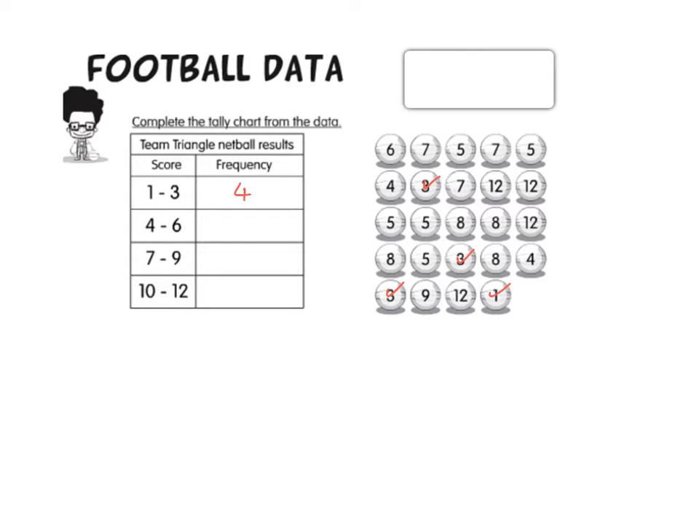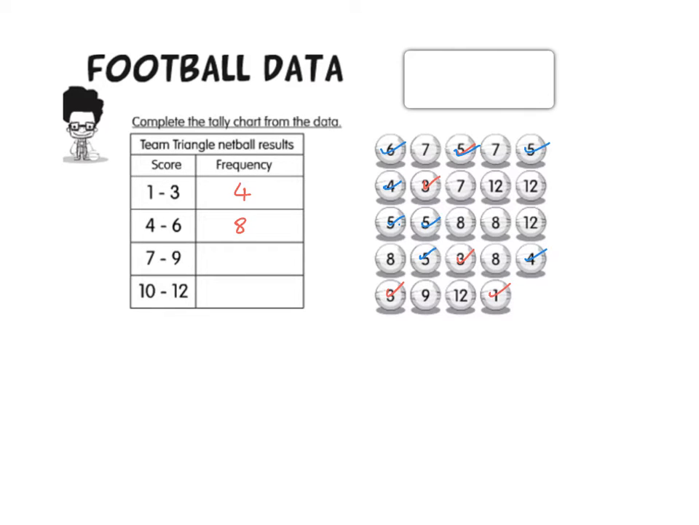4 to 6. Let's do it in a different colour so it makes it a bit more interesting. 2, 3, 4, 5, 6, 7, 8. Looks like 8 for 4 to 6. 1, 2, 3, 4, 5, 6, 7. Is it 1, 2, 3, 4, 5, 6, 7, 8? So we've got 8, 4 to 6.